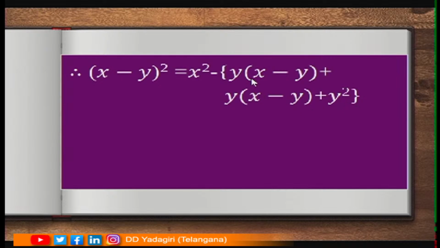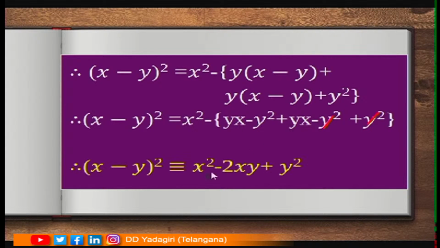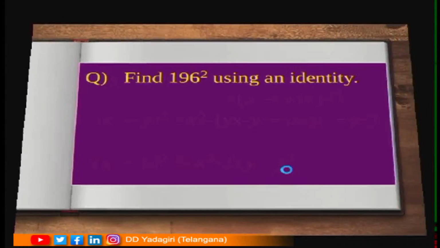When you multiply y and x, what you get is y x, and y into minus y is minus y square; y into x is y x, minus y square, and plus y square. You see that there is a minus y square and a plus y square, so you can cancel them off. What you get is x square minus y x repeated, so you can write it as 2 y x, because x y is the same as y x. You can write this as x square minus 2 x y plus y square.